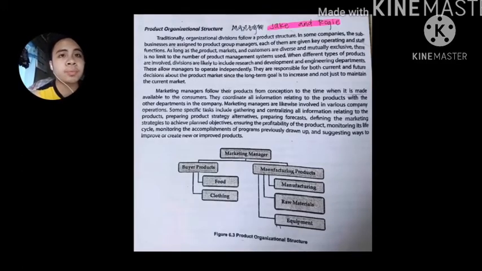When different types of products are involved, divisions are likely to include research and development and engineering departments.